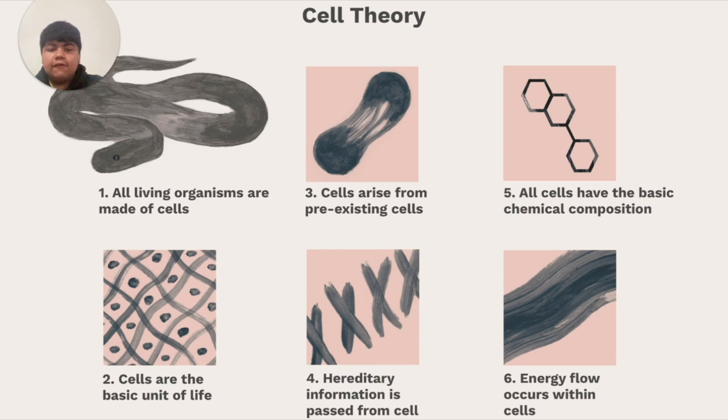Cells arise from pre-existing cells. It means that cells come from other cells. Then the hereditary information is passed from the cell. All the stuff of the cell, if it reproduces, is passed to the other cell.